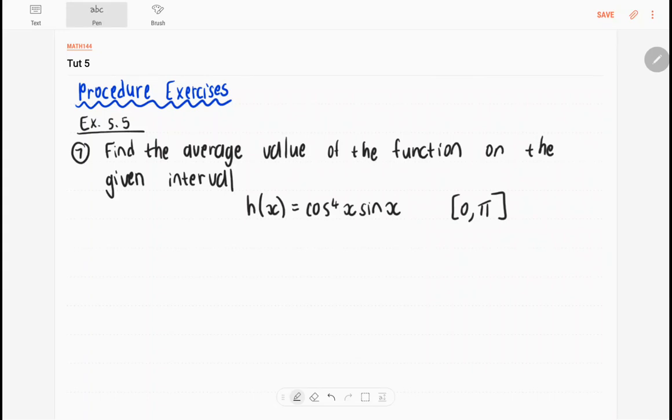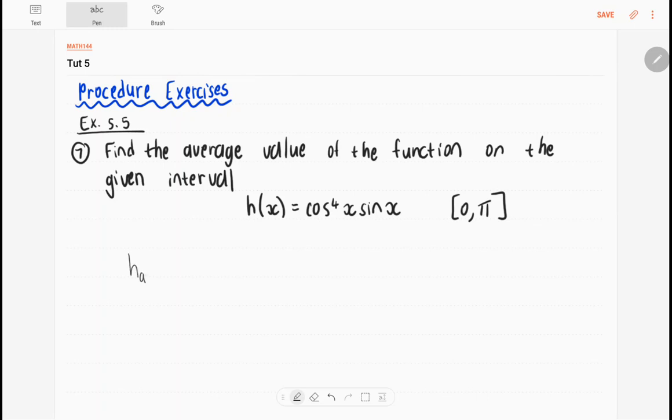The first exercise we're looking at is under section 5.5 and it's number 7. It says find the average value of the function on the given interval. So we have the function h of x equals cos to the 4x sin x between 0 and pi. Very straightforward. We are just going to use our formula for getting our average value.